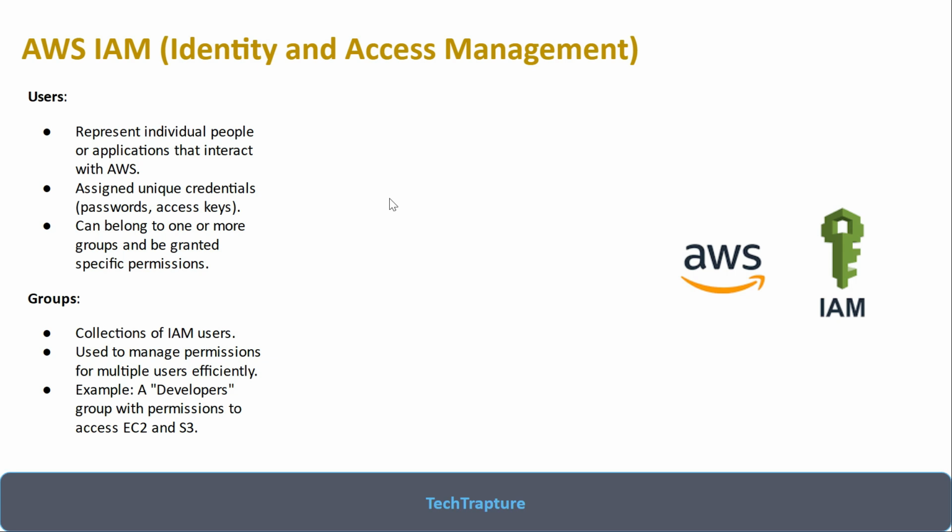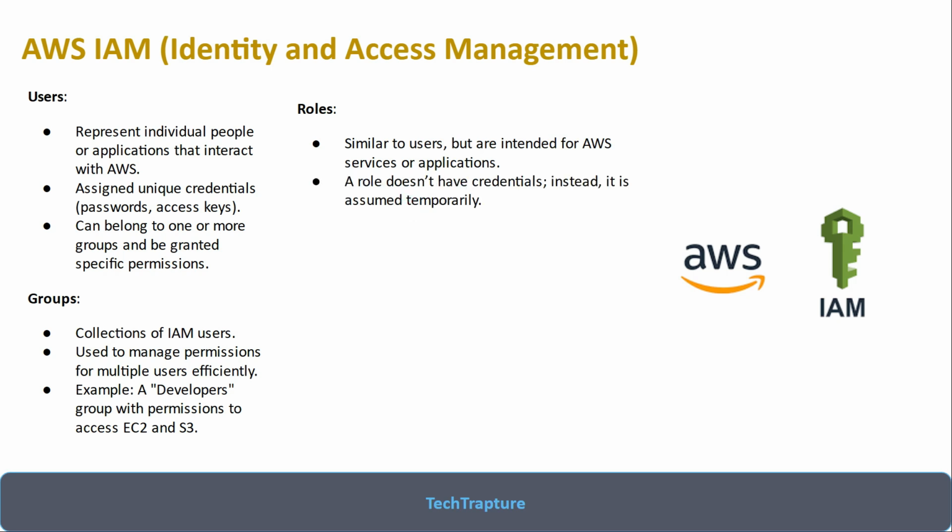Now access management. Here also we have two concepts. First is roles. Similar to users, roles are intended for AWS services or applications. Suppose my EC2 needs to access RDS, or my EC2 needs to access an S3 bucket. What should my EC2 need? It also needs a role. In simple terms, if you go with Google Cloud, there it is referred to as a service account, the identity used by the services. Here it is just referred to as a role. So it is the identity of your service. You can see it is similar to users but intended for AWS services and applications.